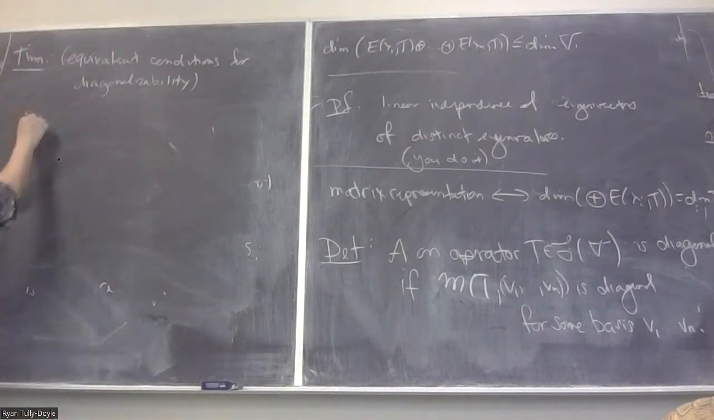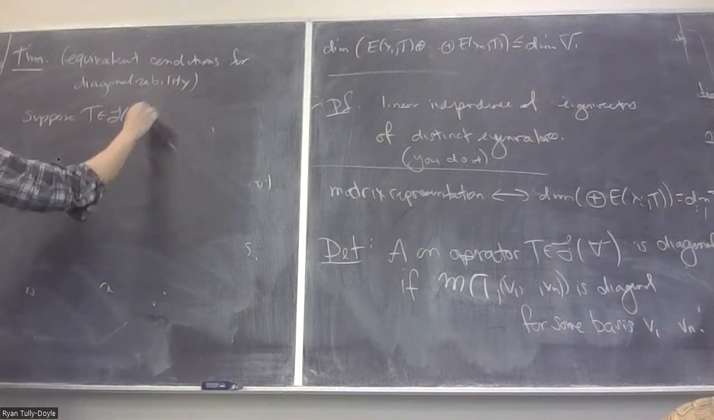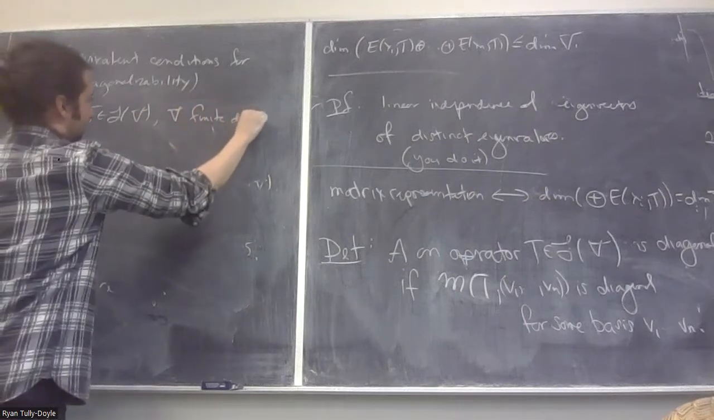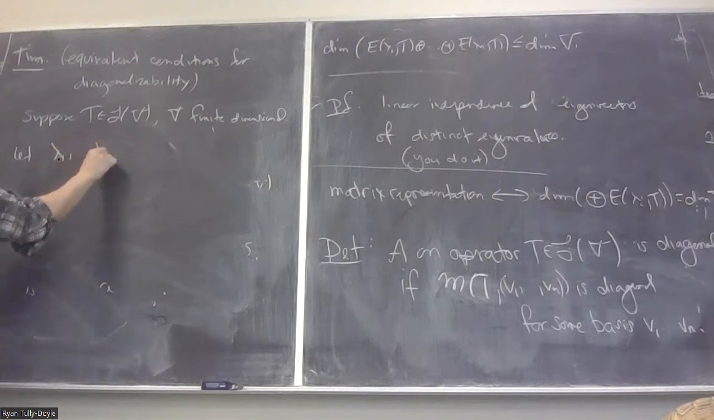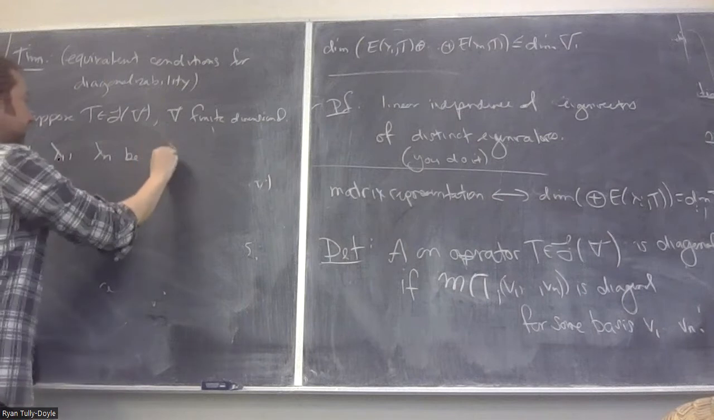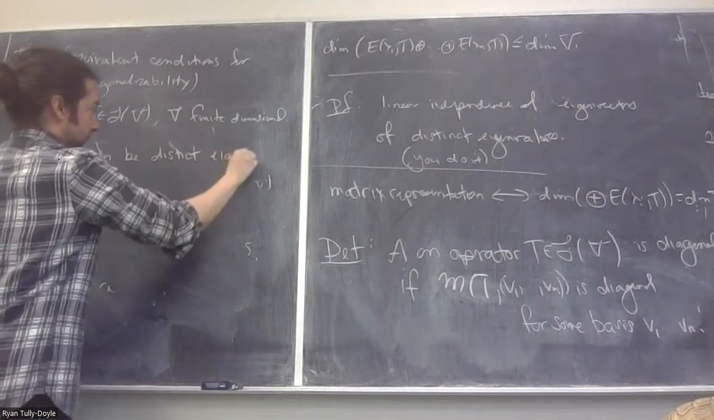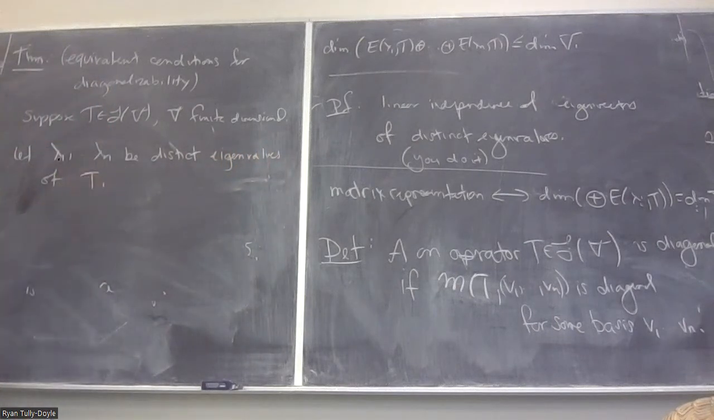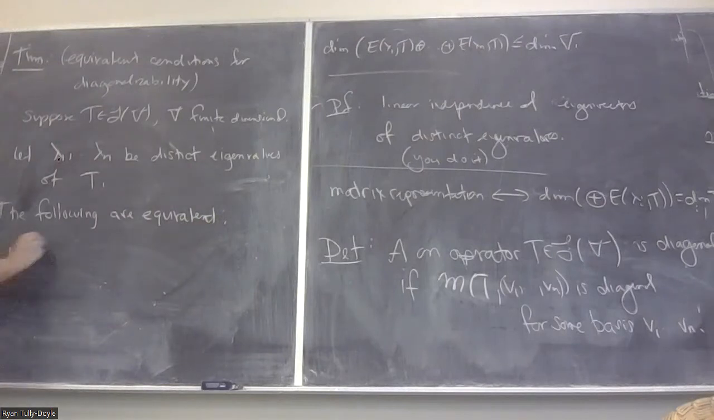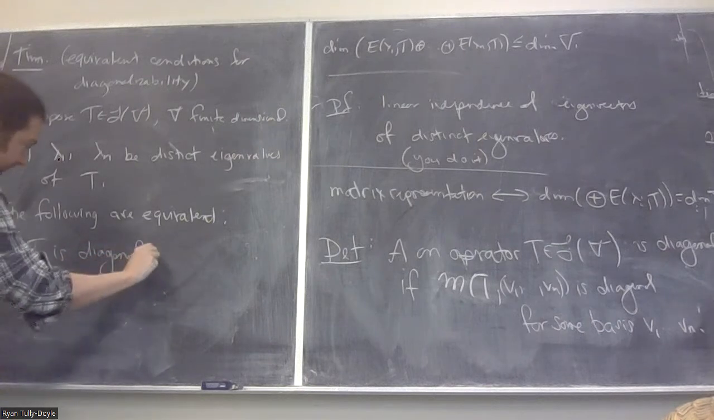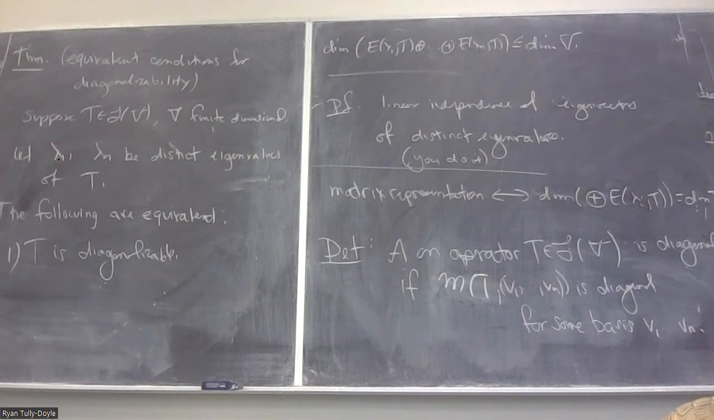Okay, so suppose T is in L(V), where V is finite dimensional. Let lambda 1 to lambda n be distinct eigenvalues of T. Okay, the following are equivalent. Condition 1 is easy: T is diagonalizable. Condition 2, the completely illuminating statement: V has a basis of eigenvectors.